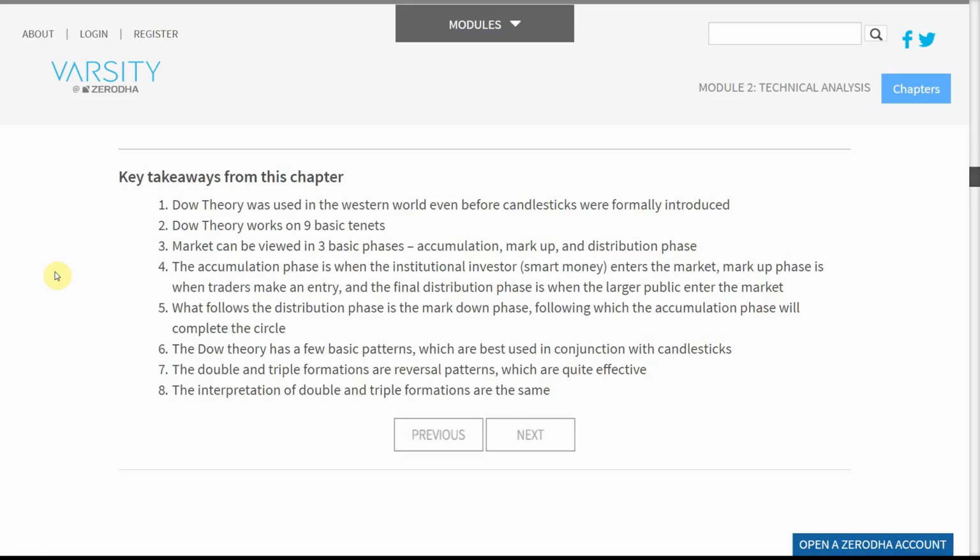The Dow theory has a few basic patterns, which are best used in conjunction with candlesticks. The double and triple formations are reversal patterns, which are quite effective. The interpretation of double and triple formations are the same.